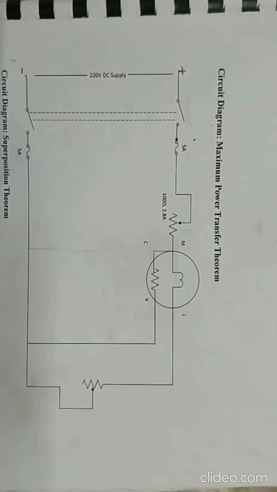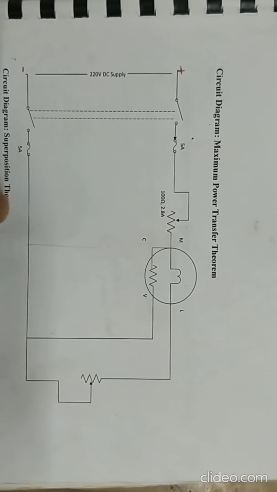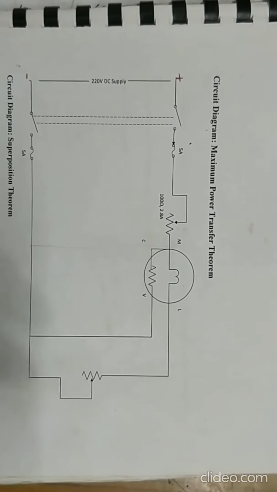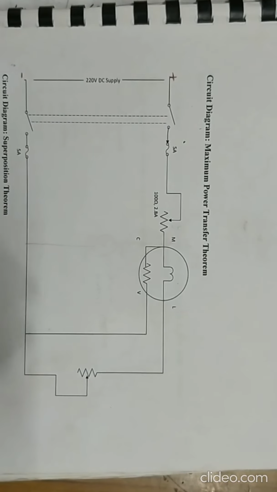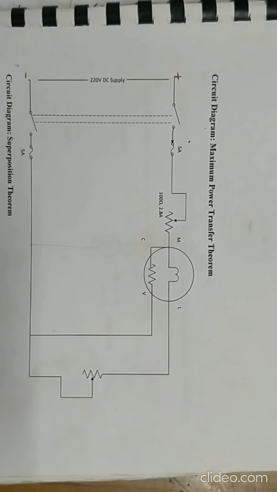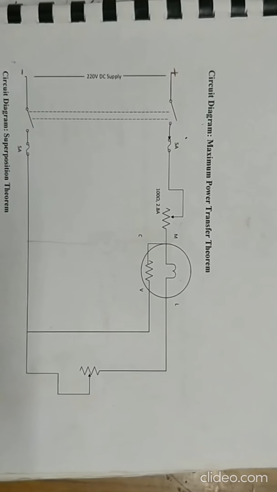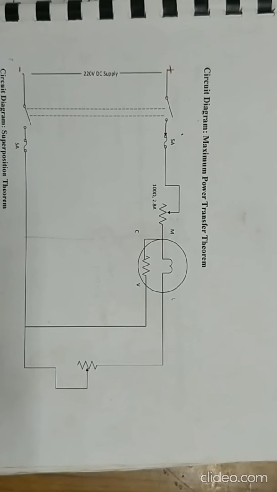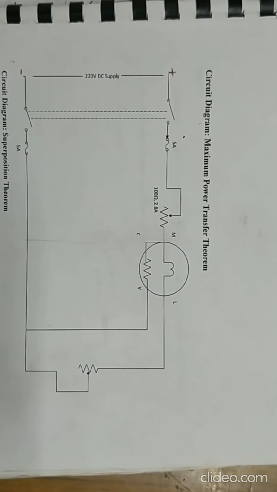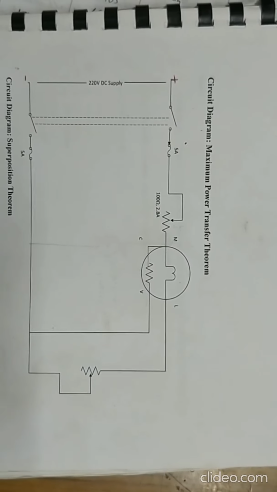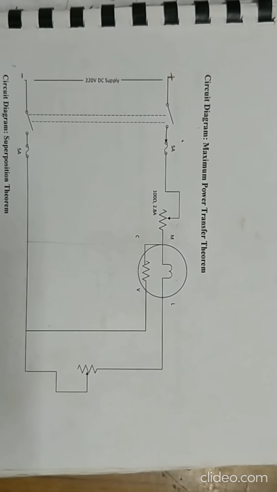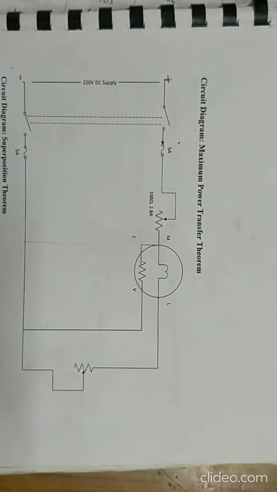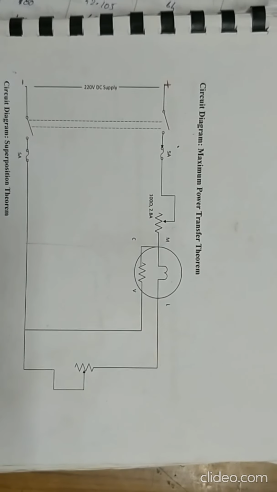So today we are going to do verification of maximum power transfer theorem. I will start by stating the maximum power transfer theorem. The maximum power transfer theorem states that to obtain maximum external power from a source with a finite internal resistance, the resistance of the load must equal the resistance of the source as viewed from its output terminals.